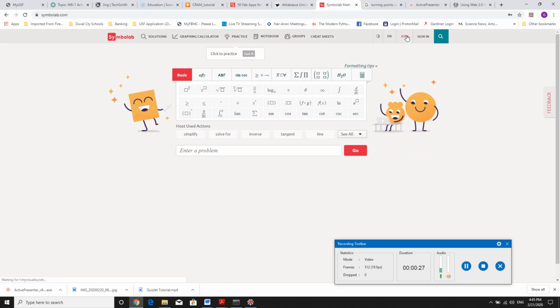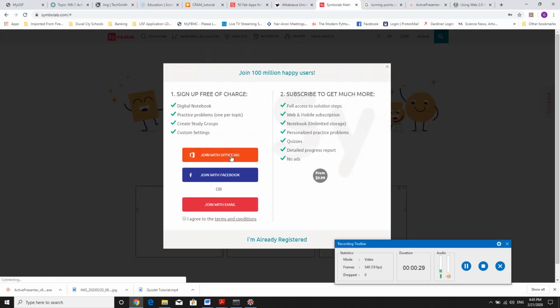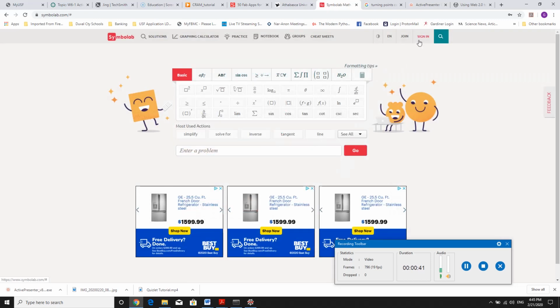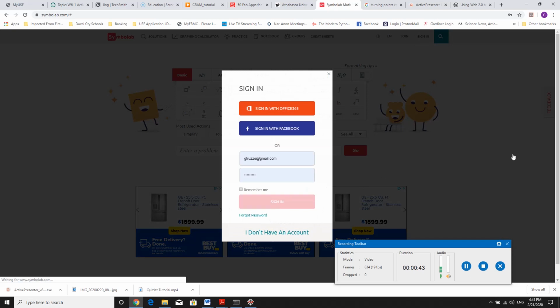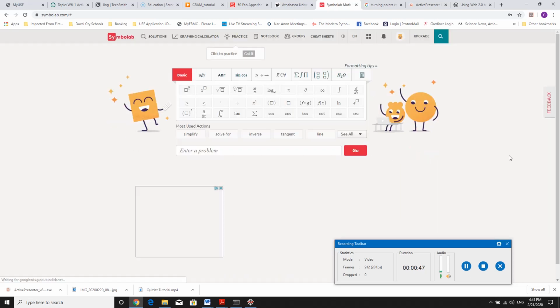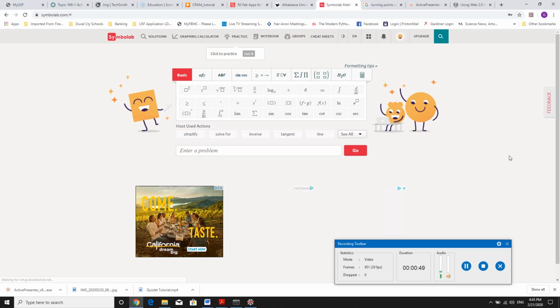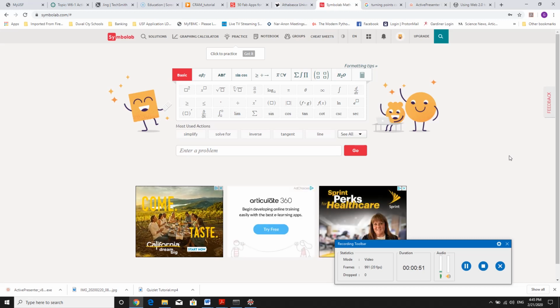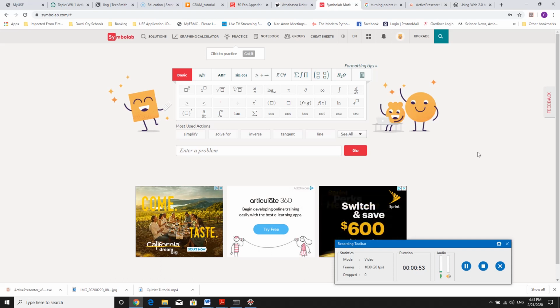In order to do that, you just click Join. You can join with Office 365, which would likely be through your school. You can join using Facebook, or you could just put in your email. I just used my Gmail and joined that way. So I'll just click Sign In here real quick, and then I'll go through a demo of some of the tasks that Symbolab can help your students understand mathematics.